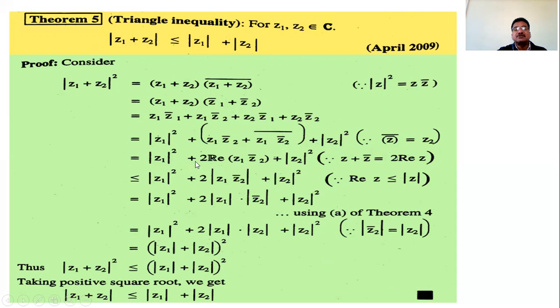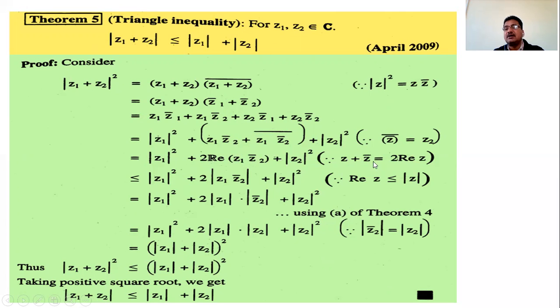Then mod z1 square plus 2 times the real part of z1 into z2 bar, because z plus z bar is equal to 2 times the real part of z. Suppose this is z and this is z bar. So suppose this is z, z1 into z2 bar. The same quantity is here, z1 into z2 bar, bar. By using this concept, we have 2 times the real part of z1 into z2 bar.